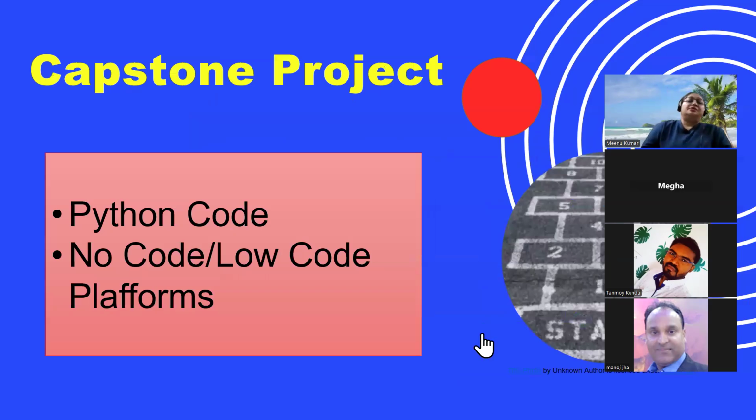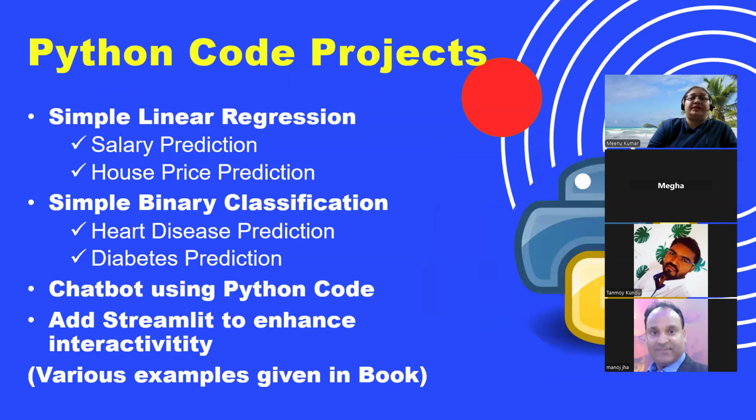Yes, yes. So these are the two Capstone project options. One is Python code and the second is no code, low code. In Python code, you could do linear regression problems, salary prediction, house price prediction, simple binary classification. One of my students, whose relative had Alzheimer's, took up Alzheimer prediction, and it was a very good project. It was binary classification only.